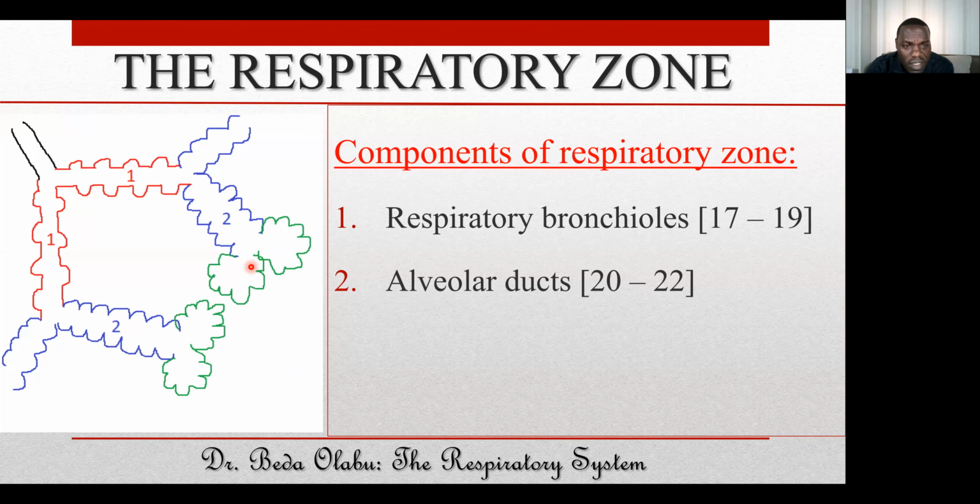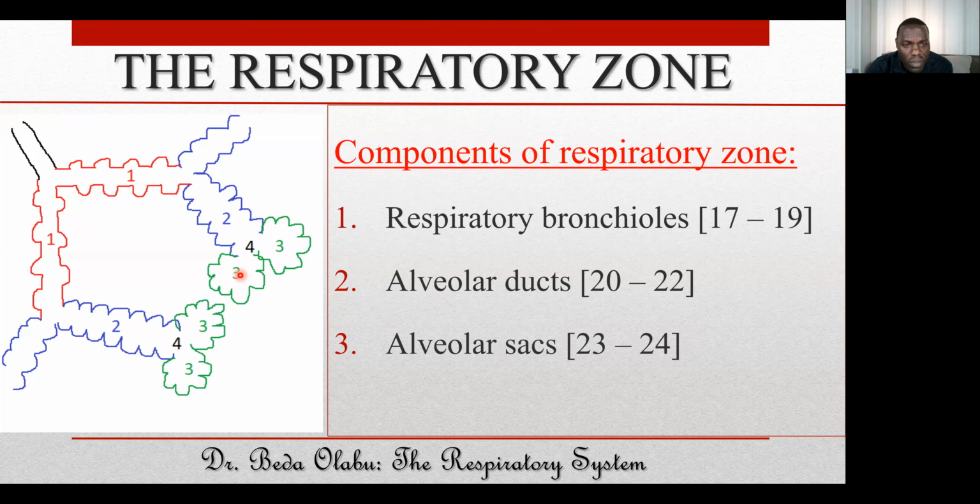The alveolar ducts terminate into some blind ending sacs, which look like that. They balloon out and they end like that. We call them alveolar sacs, which extend from the 23rd to the 24th generation of airway division.